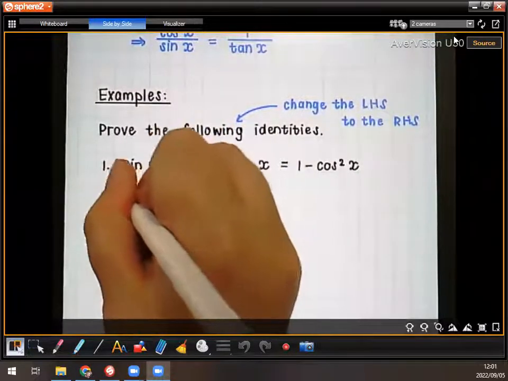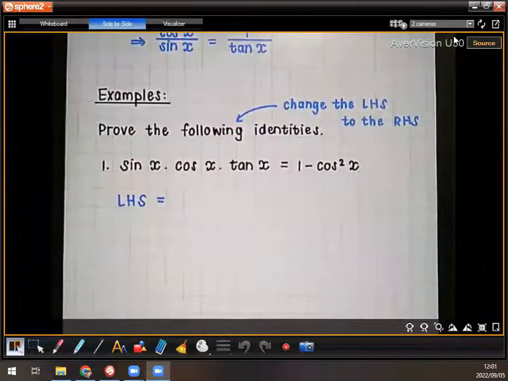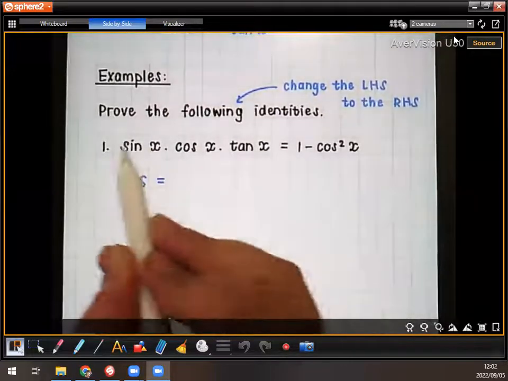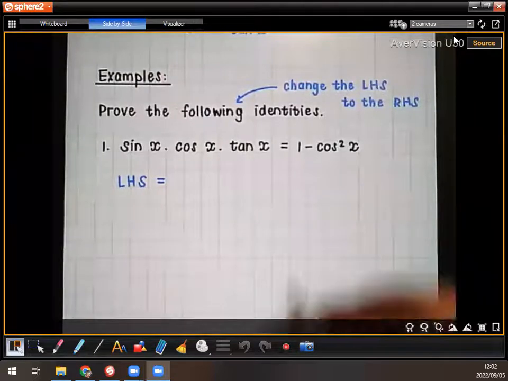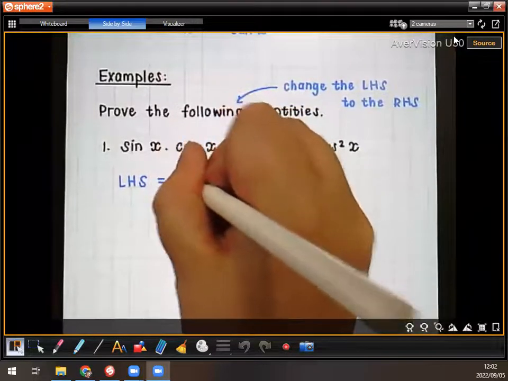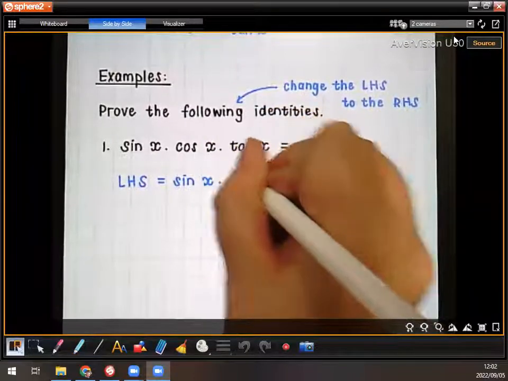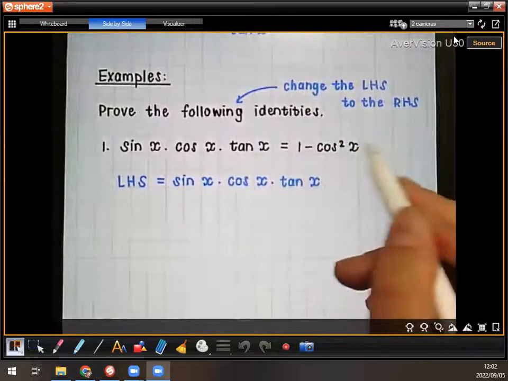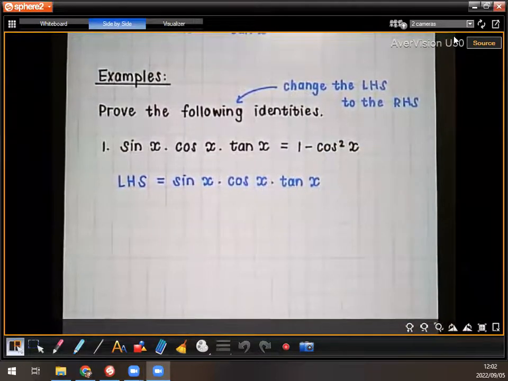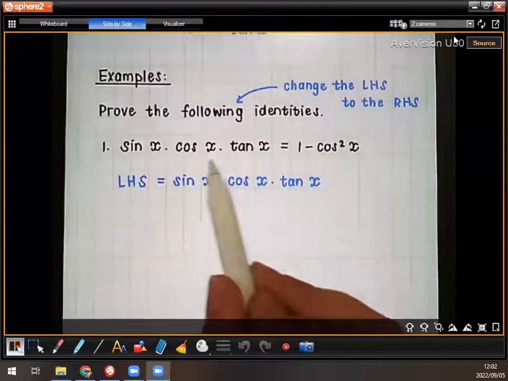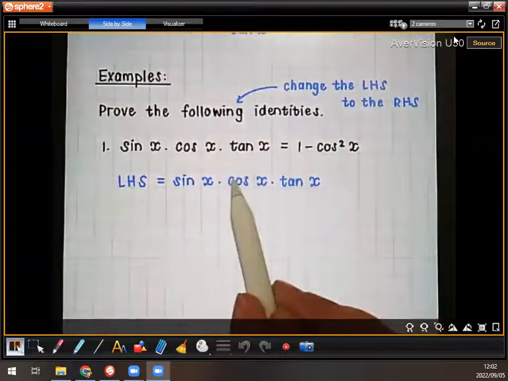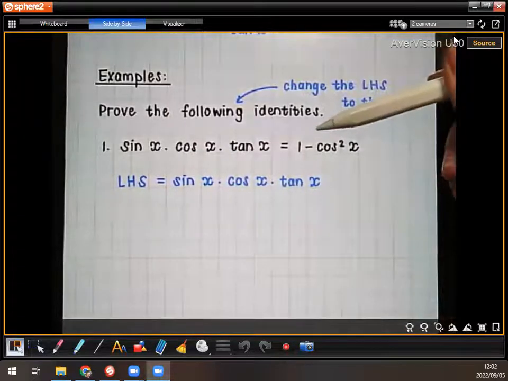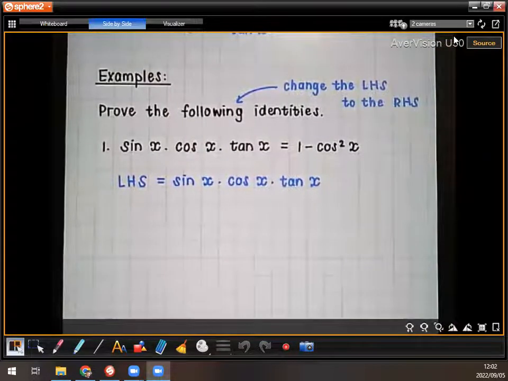So you have to start out by saying LHS, which means left-hand side. You can write LHS, that's fine. You get full marks for that. I'm actually just going to rewrite the left-hand side. You don't really have to, but I just want us to be sure of what we're actually working with here. We are working with sin x times cos x times tan x. I'm not touching the 1 minus cos squared x on the other side. I'm not going to do anything with that. What I want to do now, guys, is change this expression, do various things to it so that it becomes 1 minus cos squared.